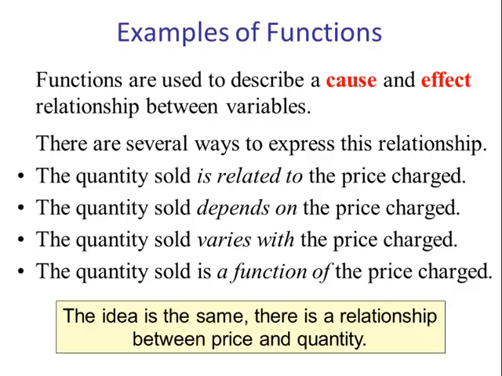There is a relationship between price and quantity. So when we see these words, is related to, depends upon, varies with, is a function of, this is all indicating that there is a relationship between these two variables that is a function. Price charged would be the input, quantity sold would be the output. So when you see a statement that says a variable is a function of another variable, whatever is expressed last, that is your independent variable.